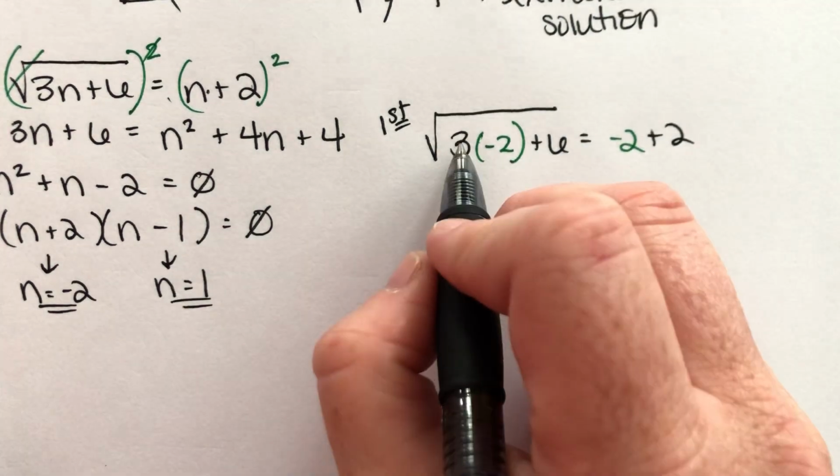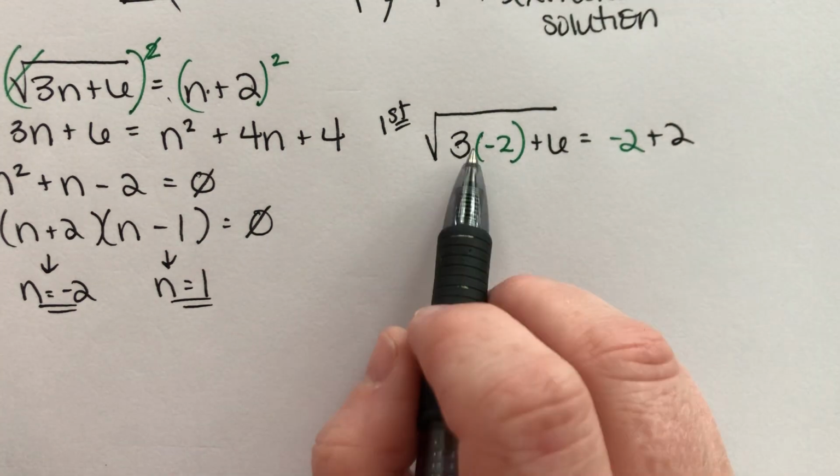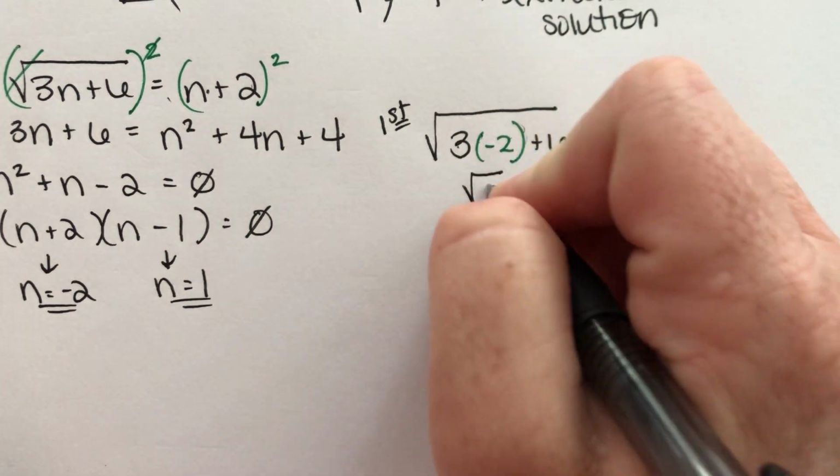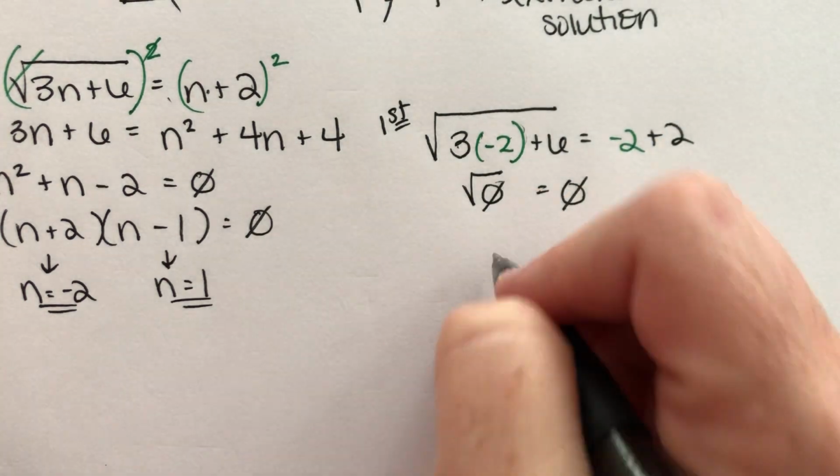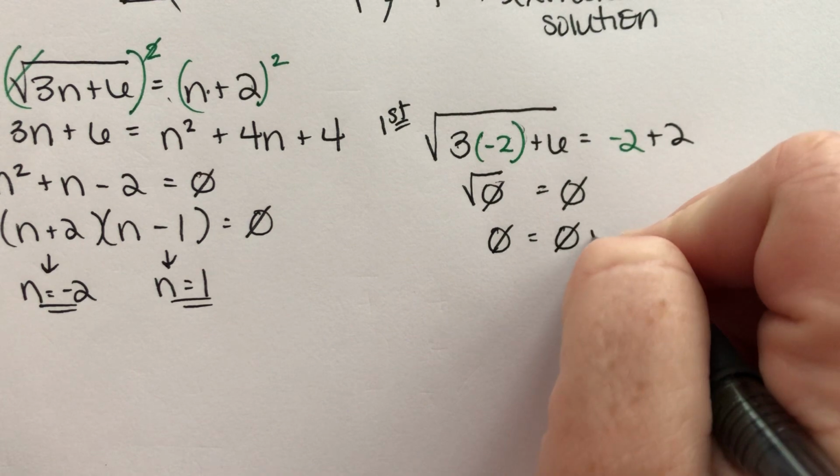Okay, and now we can simplify. 3 times negative 2 is negative 6. Negative 6 plus 6 is 0, equals negative 2 plus 2 is 0. Square root of 0 is 0, so that works.